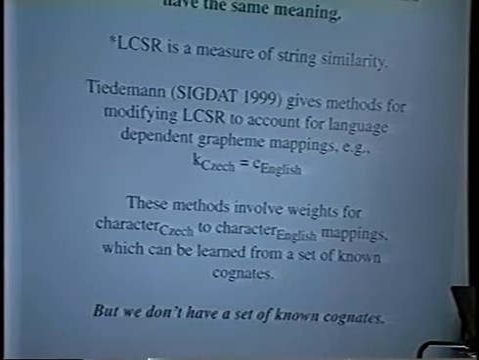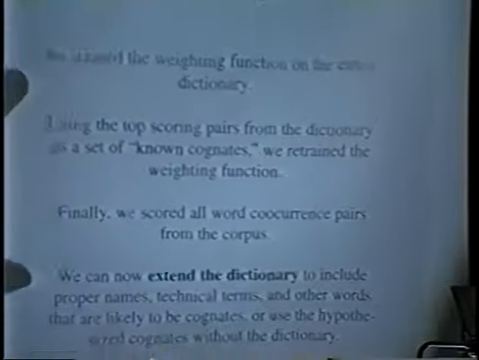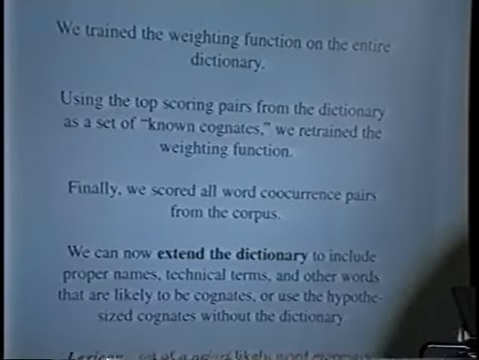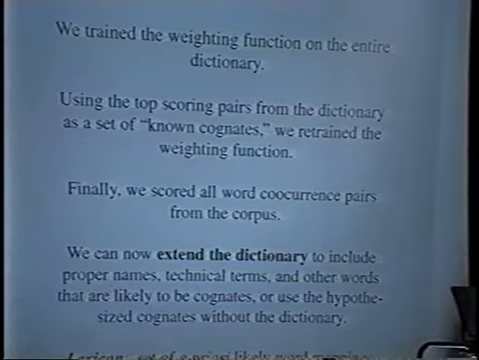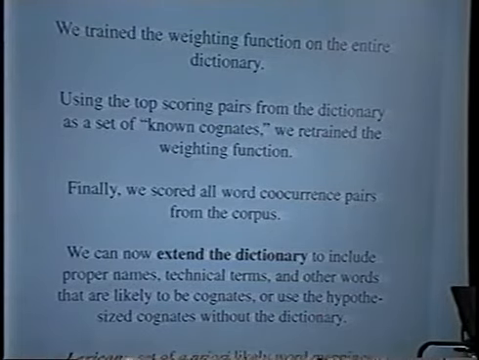So these methods that he uses involve weights for any given Czech character to any given English character, beyond the LCSR weights, which are 1 or 0. And these mappings can be learned from a set of known cognates. But we don't have a set of known cognates. In our case, we do have a dictionary, and we also have a corpus. I did some experiments. This is my methodology for determining cognates using the dictionary and the corpus.